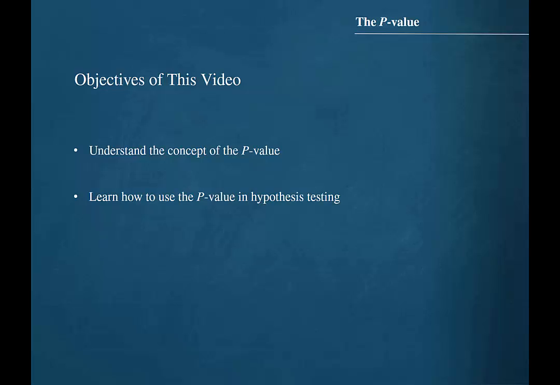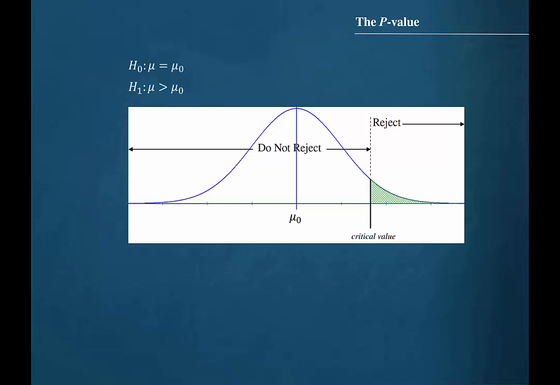The objectives for this video are to understand the concept of the p-value and to learn how to use the p-value in hypothesis testing. The hypotheses stated here indicate a right-tailed hypothesis test about a hypothesized mean mu sub 0.